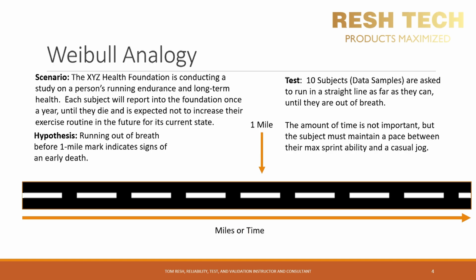In the hypothesis, it is predicted that any subject that runs less than 1 mile will die earlier than the subjects that can run 1 mile or more before running out of breath. Let's go ahead and run this experiment. Runners, on your marks, get set, go! Almost done, I promise.